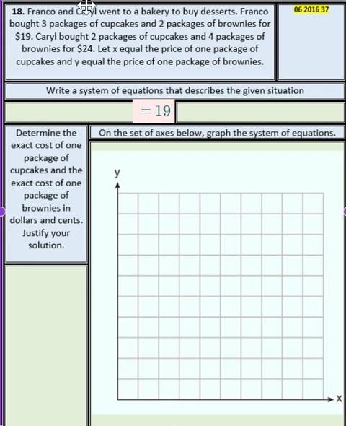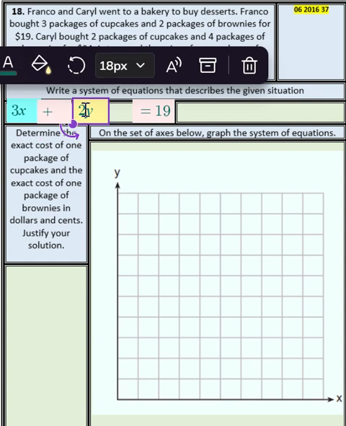So he bought 3 packages of cupcakes. Cupcakes are represented by X, so 3X. He also bought 2 packages of brownies, so 2Y. And here, notice I left out the operator because I want to make it very clear that we have to put a plus in the middle, because he spent his money on both of those things, cupcakes and brownies.